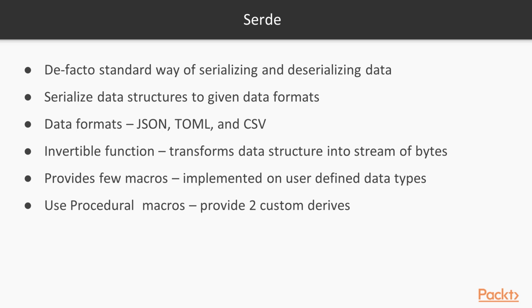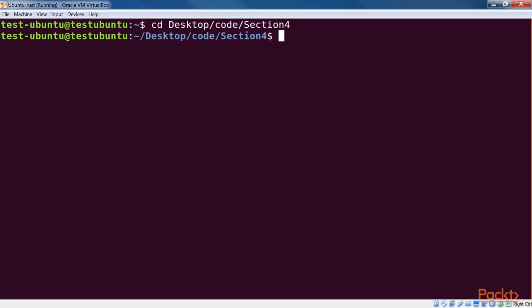Other than standard data types, Serde also provides a few macros that can be implemented on user-defined data types, making them deserializable. In Section 2, Introduction to Rust and its Ecosystem, we discussed how procedural macros can be used to implement custom derives for a given data type. Serde uses that mechanism to provide two custom derives, named Serialize and Deserialize, that can be implemented for user-defined data types that are composed of data types that Serde supports. Let's look at a small example of how this works.